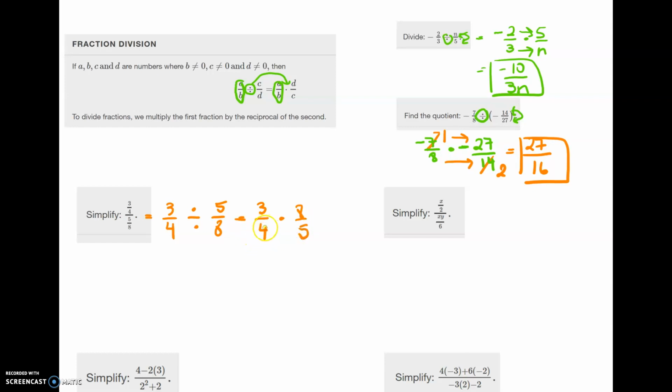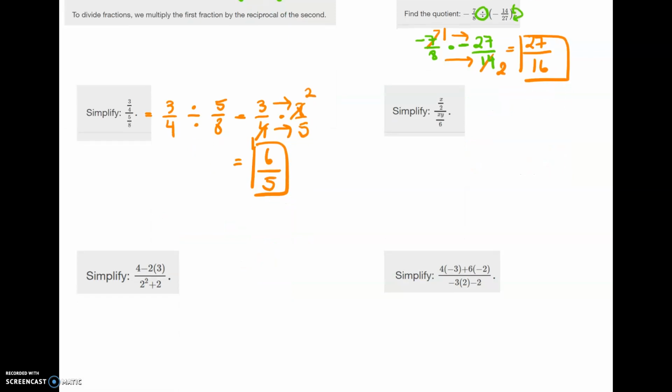And I can go ahead and simplify. 4 goes into 8 twice, and 4 goes into 4 once. And then we do top with top and bottom with bottom. So 3 times 2, 6. 1 times 5, 5. And that's my simplified fraction, 6/5. Okay, so let's practice with the second one.